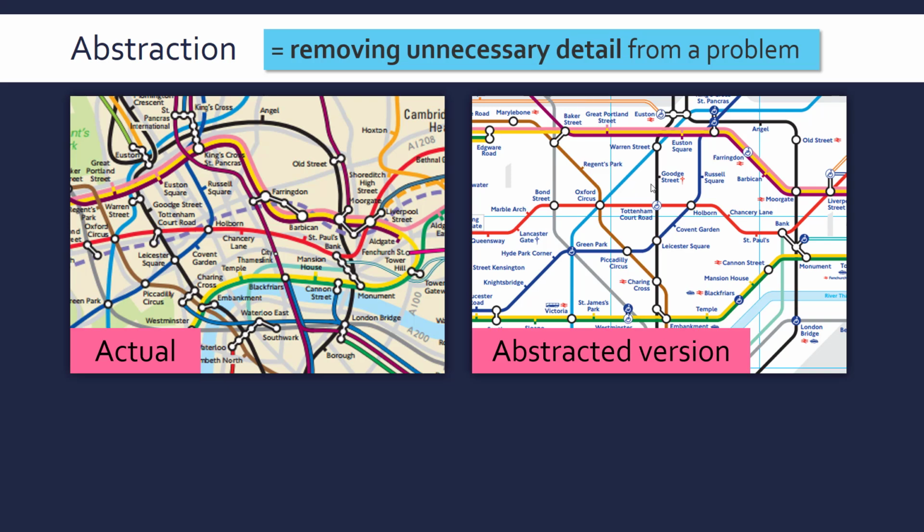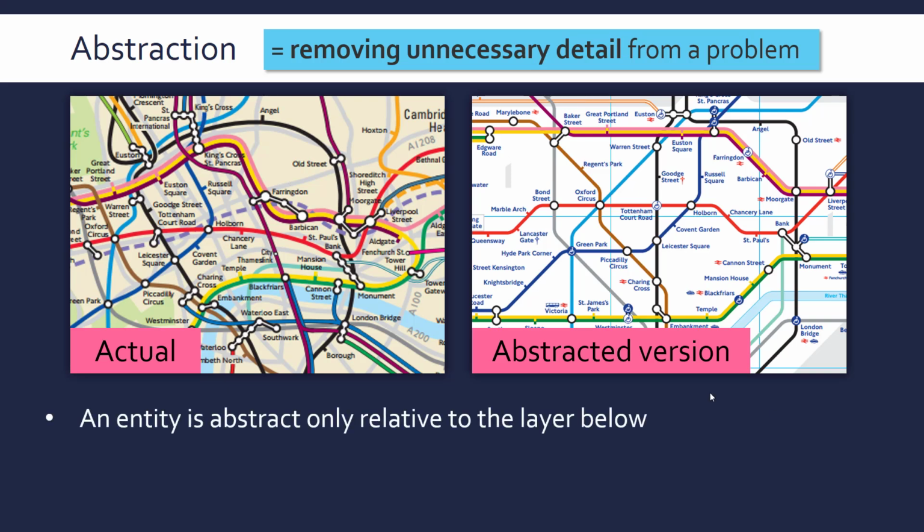And of course, you could abstract this even further. And this is the actual layout, but this is an abstraction because this isn't what it looks like, clearly. There are no satellite images and you obviously can't see the lines. So this is an abstraction in itself. And often we're dealing with several layers of abstraction. So on that theme, an entity is only abstract relative to the layer below. So we're talking about layers and levels in this case.